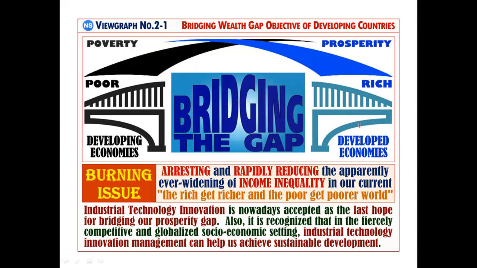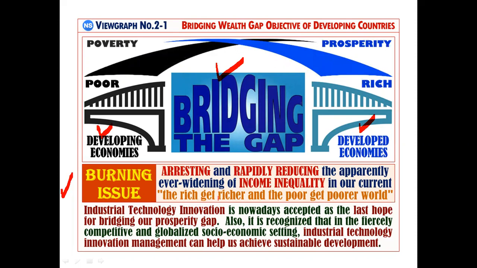Let's compare developing economies who are rich and have prosperity with developing economies, poor and poverty. And this is the gap we have, and we'd like to bridge this gap. How do you bridge this gap? Or what are the critical issues? The burning issue for us to remember is arresting and rapidly reducing the apparently ever widening income inequality in our current, the rich get richer and the poor get poorer world. Think about it. The rich get richer and the poor get poorer world.